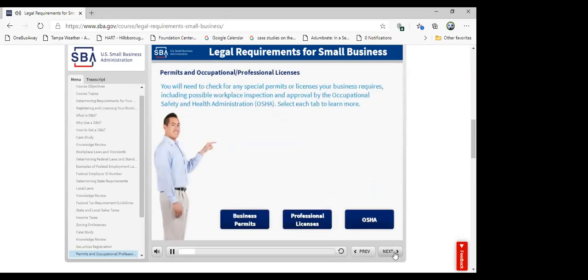You will need to check for any special permits or licenses your business requires, including possible workplace inspection and approval by the Occupational Safety and Health Administration, OSHA. Select each tab to learn more. Again, I'll be sending it to you, and you can click the appropriate file to follow up on what they're talking about. In addition to that, we're going to be talking about that in class as well.